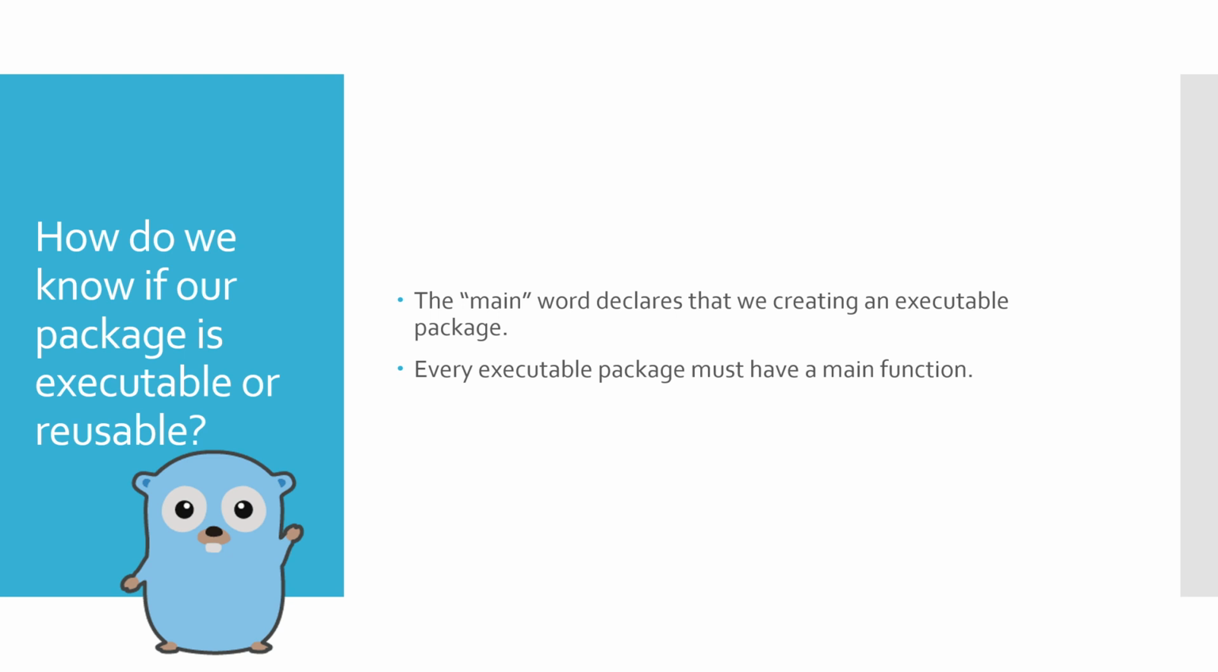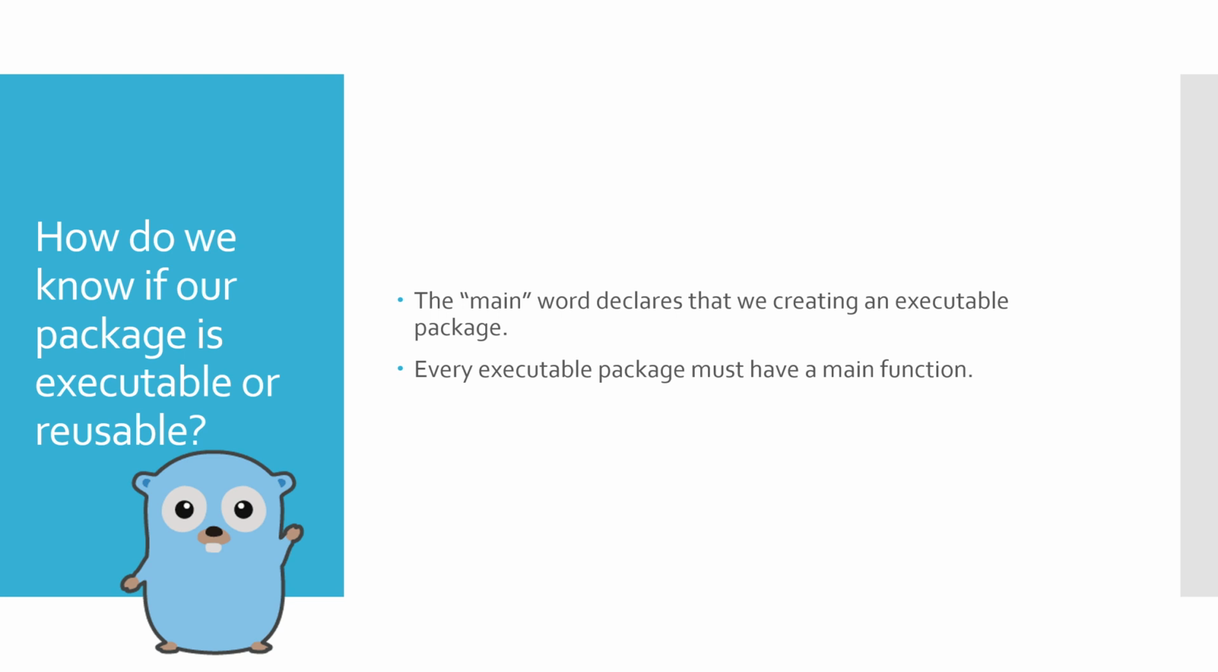Any other package name means that it's a reusable package and not an executable package. So us saying that our hello world.go file belongs to package main identifies that this package is an executable package, which is to be built and run, which is why when we did write go run or go build, we got our executable. And every executable package must have a main function.